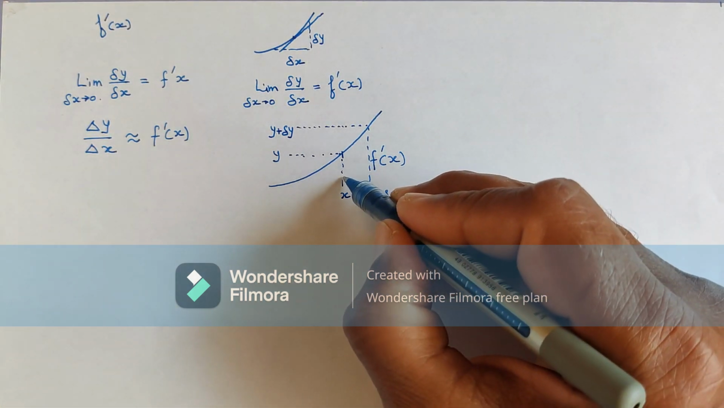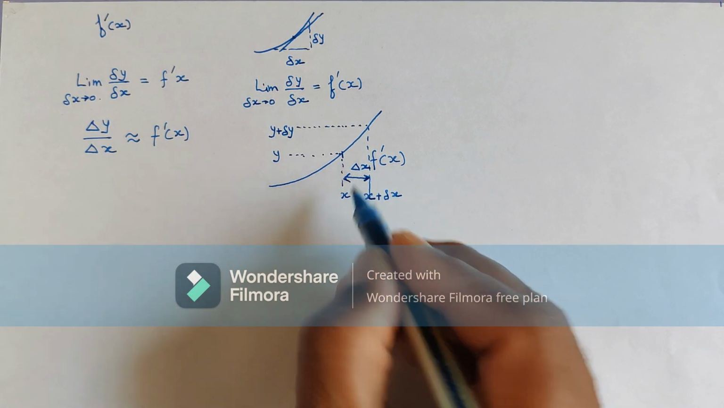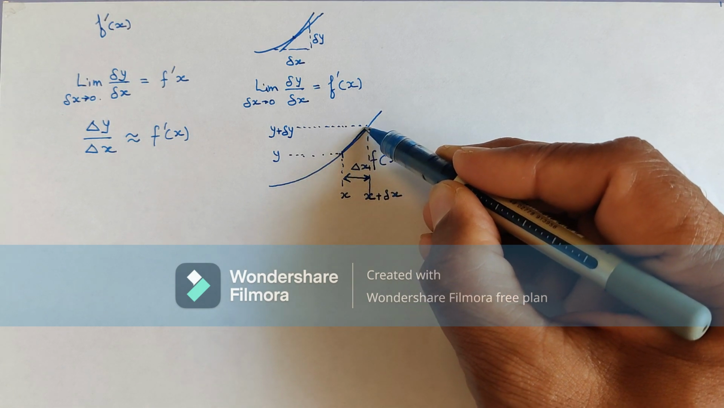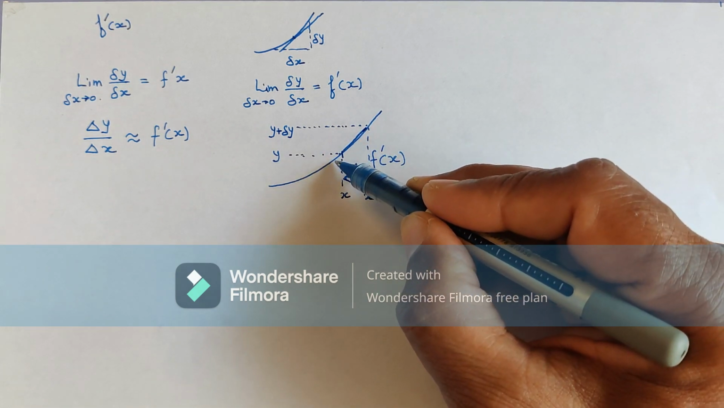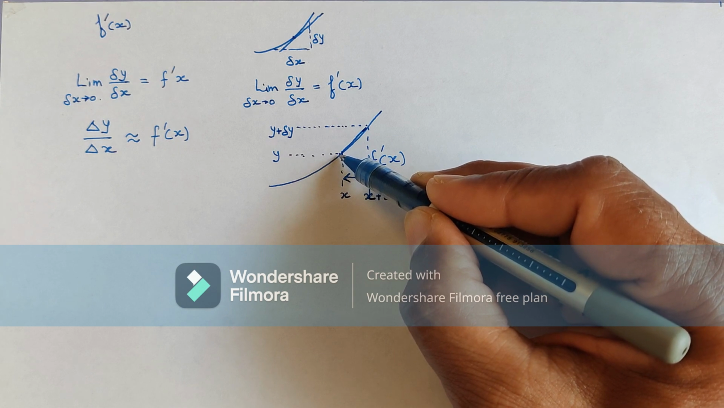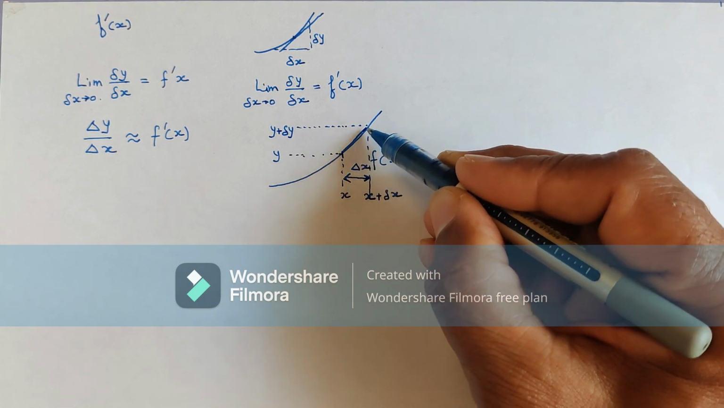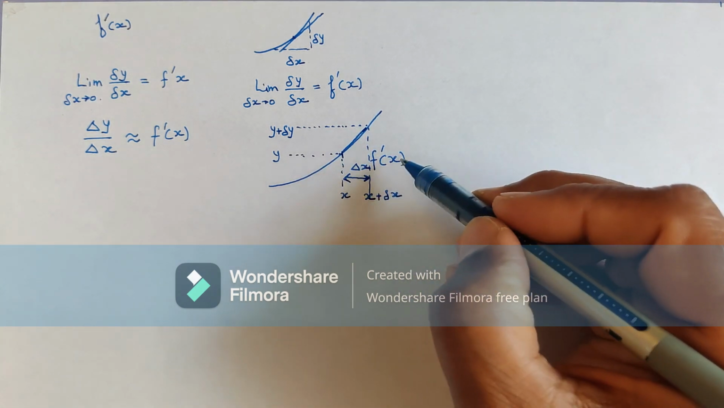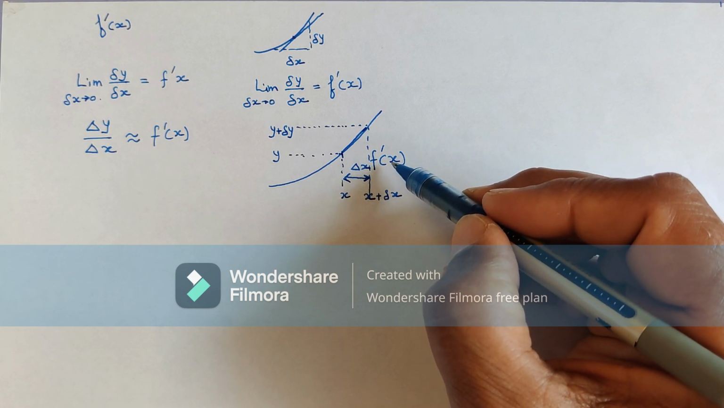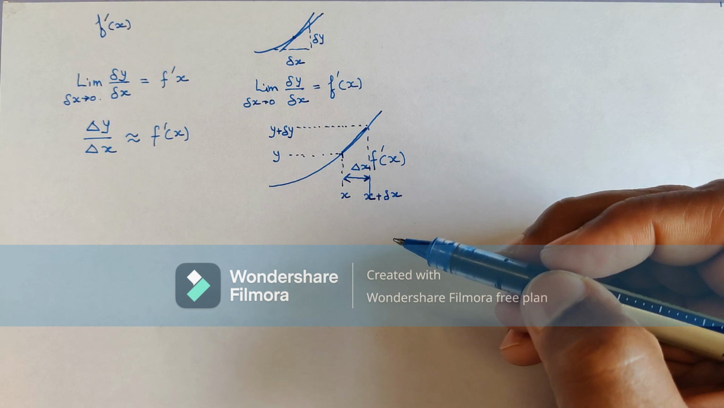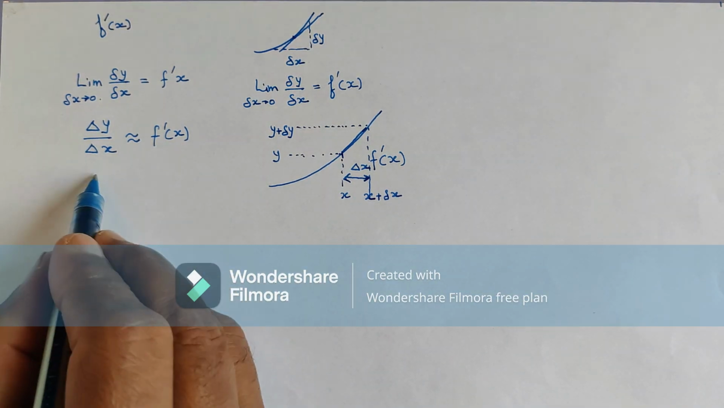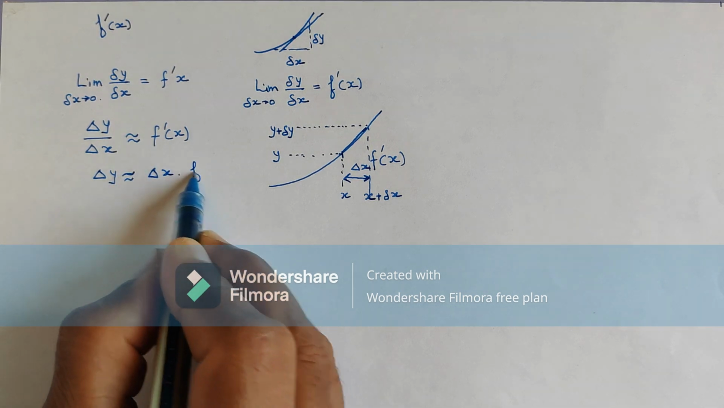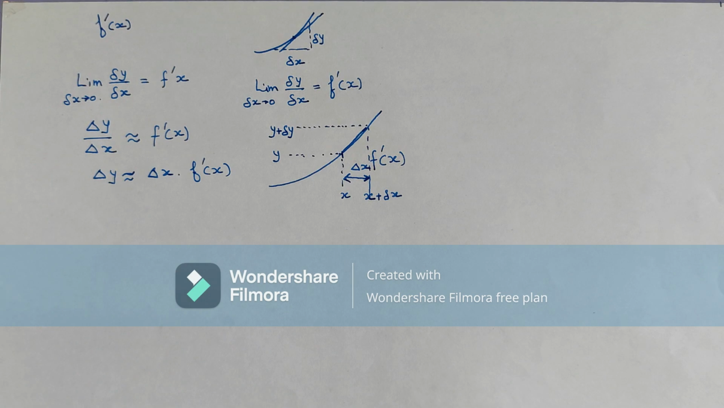So if this distance delta x is not infinitesimally small, then the slope of this line will only approximately equal the slope of the curve at this point, because then we are talking of the average slope from this point to this point, and f dash x is the instantaneous slope. Instantaneous slope will equal average slope if the value of delta x is small. So using this approximation, I can say delta y is approximately equal to delta x into f dash x.